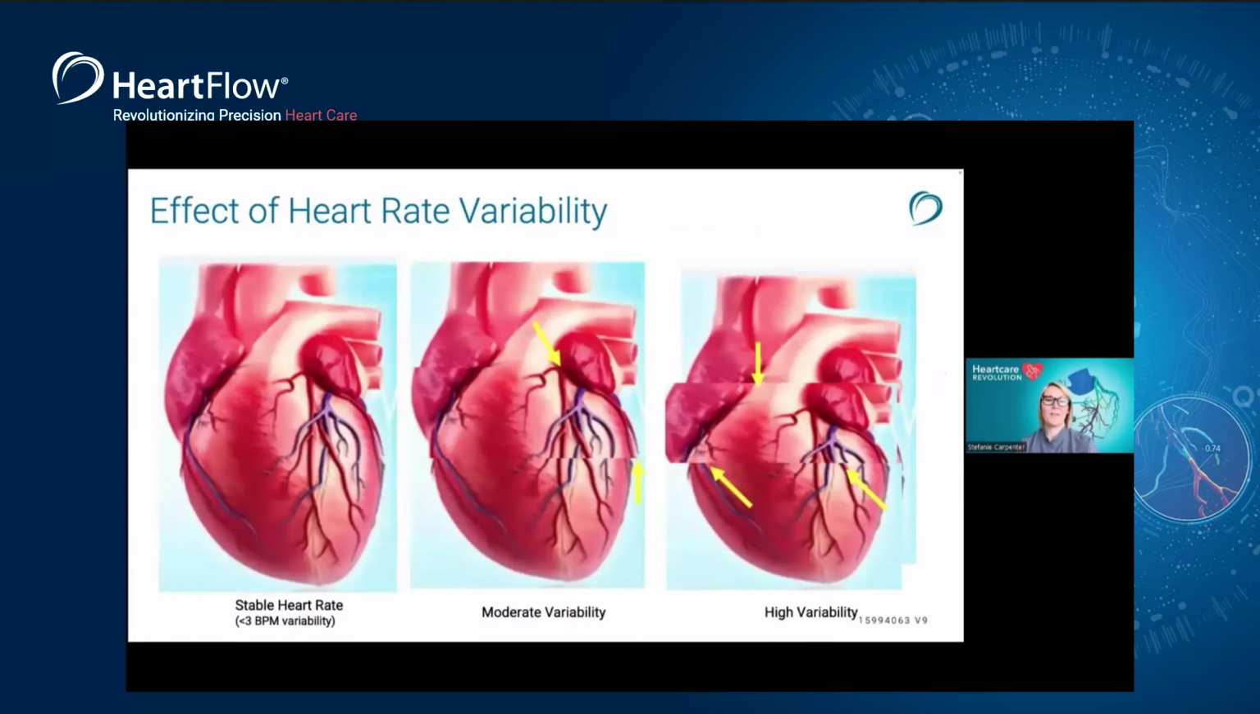The effects of heart rate variability are demonstrated by slab artifacts. HeartFlow recommends retrospective scanning when heart rate variability is greater than 3 beats per minute. This can help to reduce slab artifacts shown here.